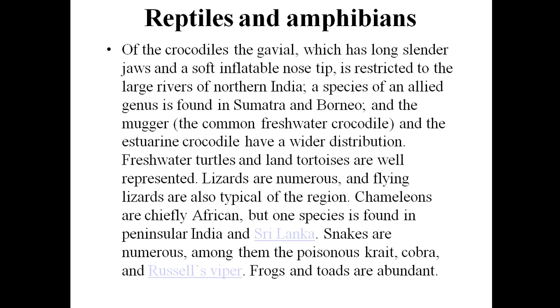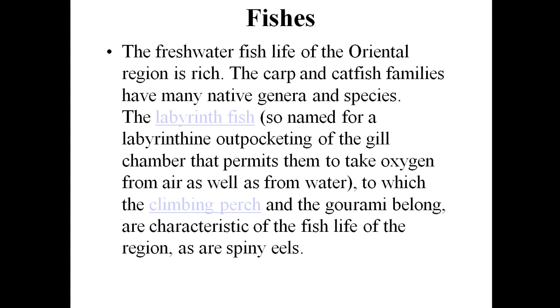There are also many freshwater turtles and land tortoises. Diversity of lizards is remarkable. Even the flying lizards are common to this region. We have chameleons here, but chameleons are chiefly African. Snakes are numerous. Among the poisonous snakes are the great cobra, the king cobra, and Russell's vipers. Frogs and toads are also abundant.